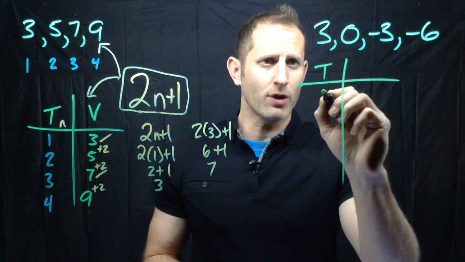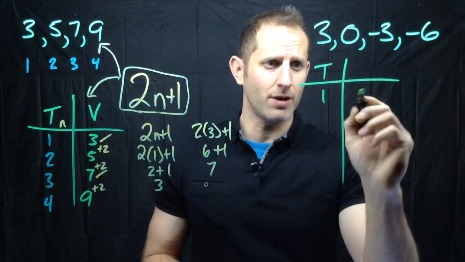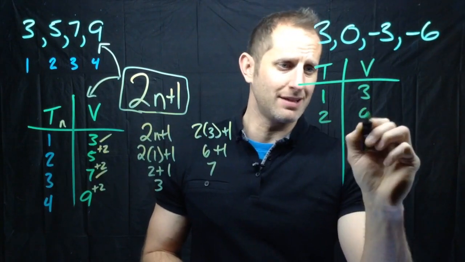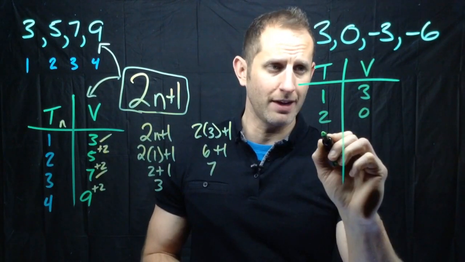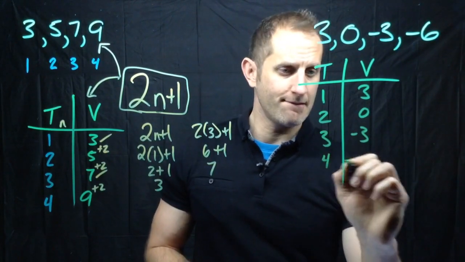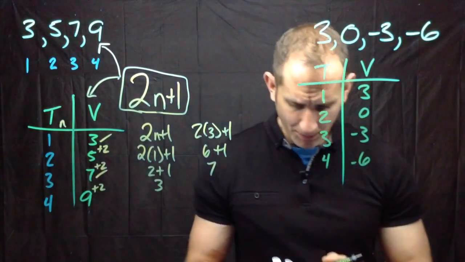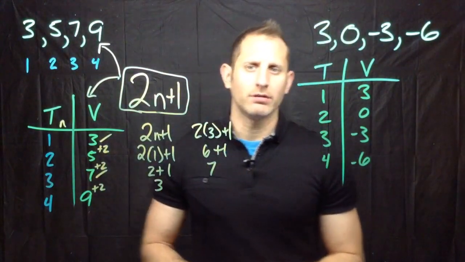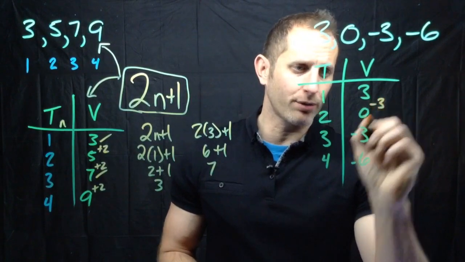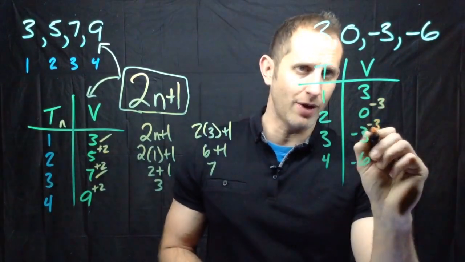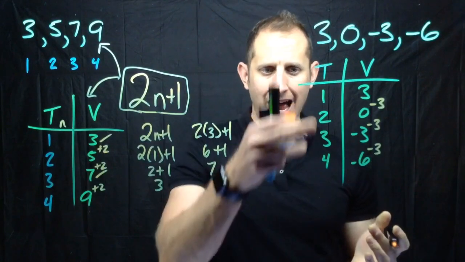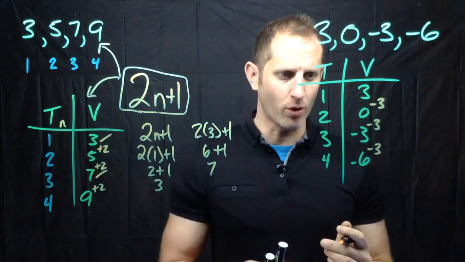I'm going to put my first number, which was 3. My second number is 0. My third number is negative 3. And my fourth number is negative 6. Now what is happening in here? We can see that there is a pattern happening that it is subtracting 3 every single time. So as the term changes, we are subtracting 3. So we're actually getting smaller as the term grows. Now that's kind of important.